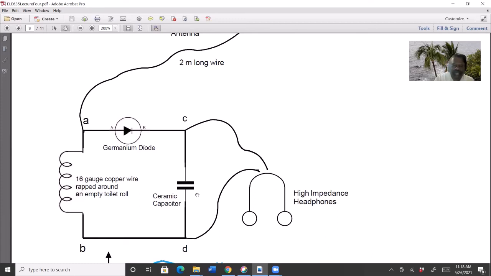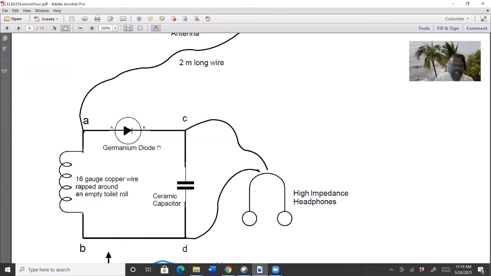Other than that, you need a ceramic capacitor, probably in the picofarad range, like 10 picofarad. It's not critical. You need a germanium diode, because if you put a silicon diode, there isn't enough current to exceed that 0.7 or 0.6 volt. You need a germanium diode. And then you buy 16 gauge copper wire and wrap it around an empty toilet roll. You probably have to do two layers from end to end. Then take one end of that wire and leave it like 2 meters. This will be the antenna.